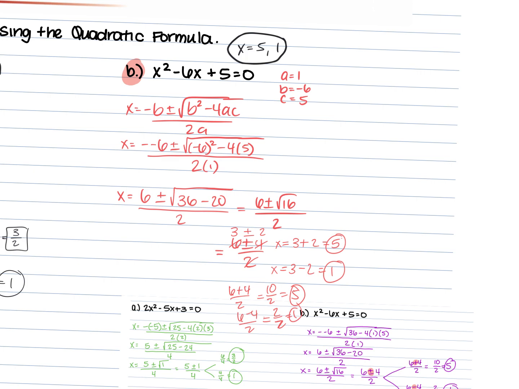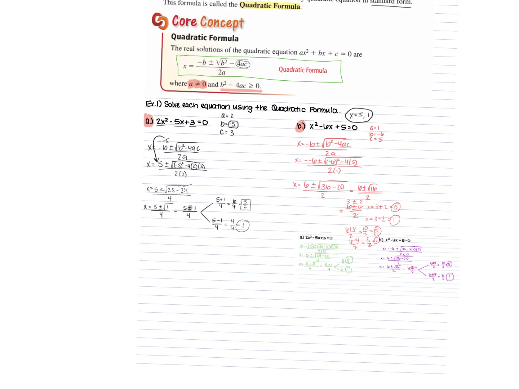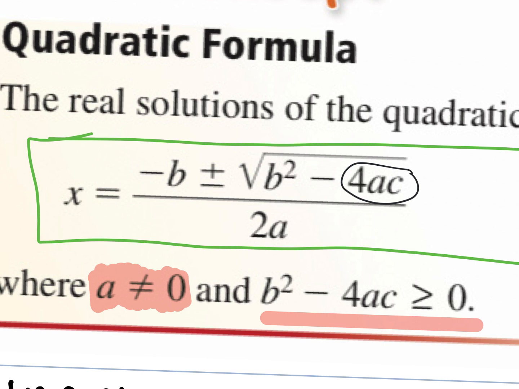All right, guys, we are going to do another problem. X is equal to negative b plus or minus the square root of b squared minus 4ac all over 2a. Okay, we are going to do letter C.